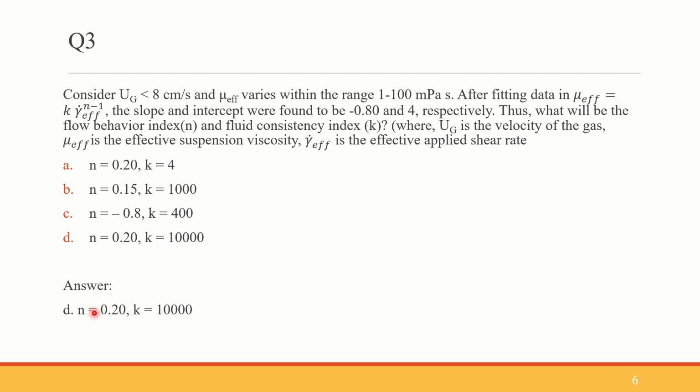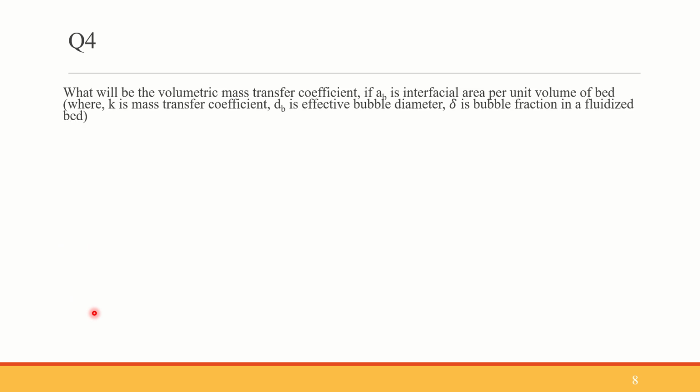We will go to the next problem. Next question: what will be the volumetric mass transfer coefficient if AB is the interfacial area per unit volume of bed, K is the mass transfer coefficient, dB is the effective bubble diameter, and gamma is the bubble fraction in a fluidized bed. This particular question actually comes from week 10 or week 11, I guess. So it is about mass transfer, right?